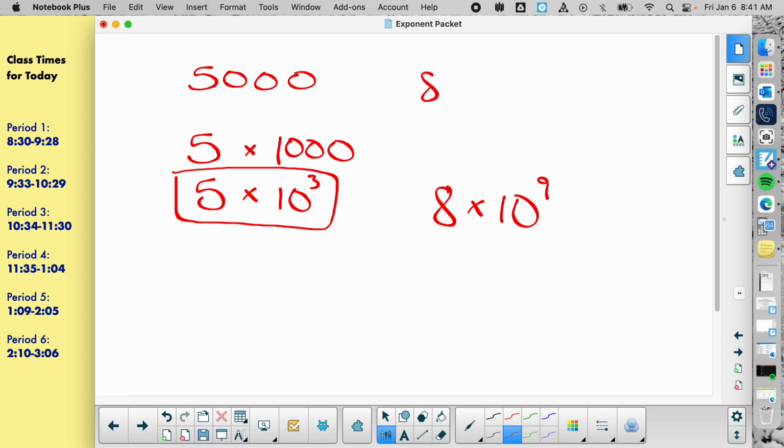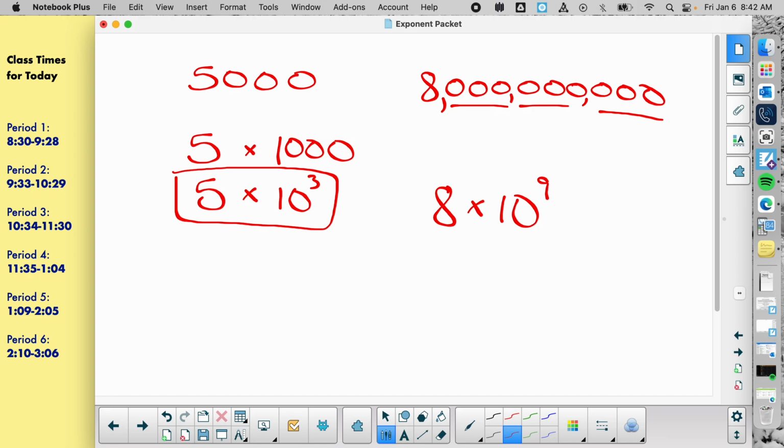If I want to write it out, so I know it's going to be 8 billion. No. My brain's not working yet. Is that a million? Hundreds, thousands, millions, billions. Are we okay with this so far?